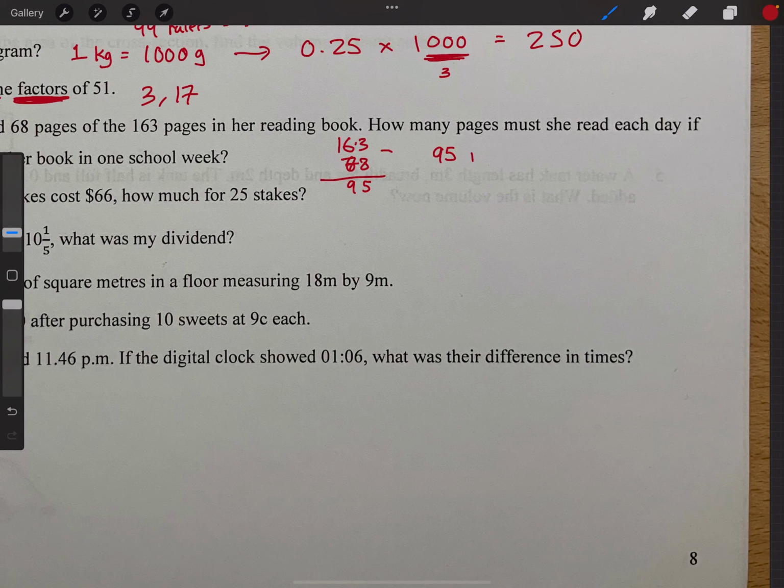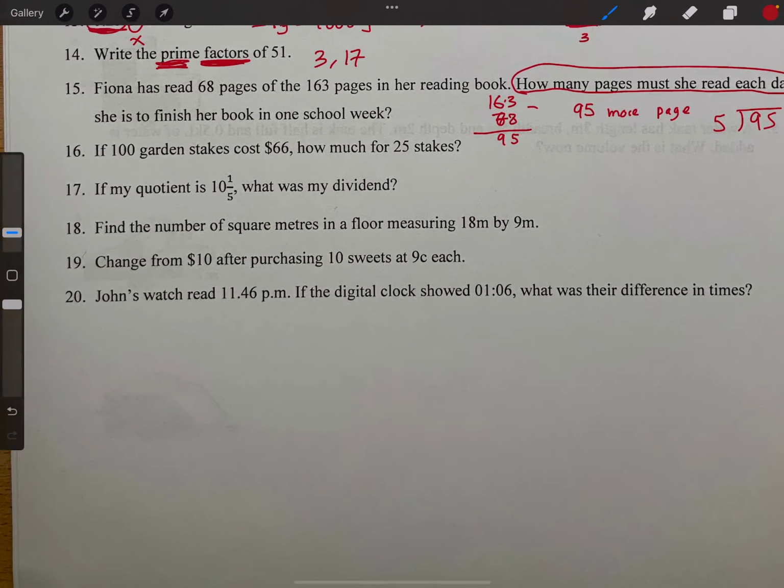Okay, so 95 more pages. Now she has to read it within 5 days. So we need to take 95 divided by 5 to see how much she reads per day, because the question is, how many pages must she read each day? That's the question. So divide by 5 and you will get the answer per day. Work it out by yourself, please.